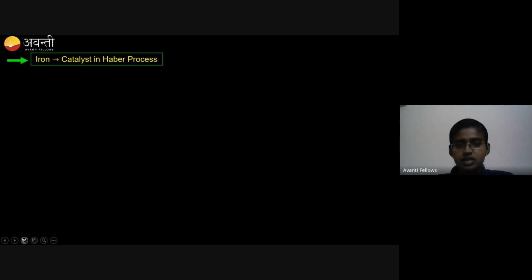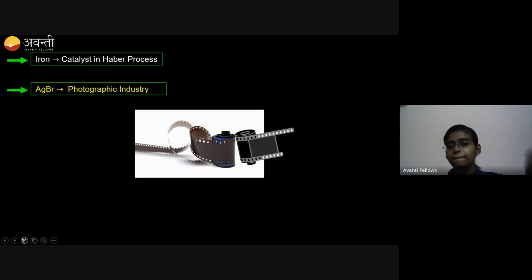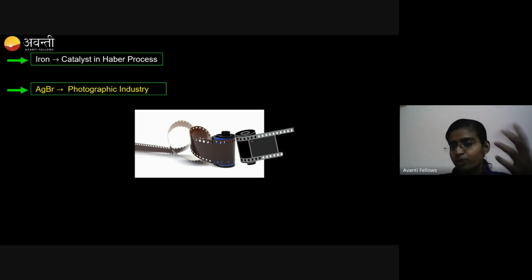Iron is used as a catalyst in Haber's process. This also we have discussed. And AgBr, silver bromide, is used in the photographic industry for making films, no? It is used as a solution. In AgBr solution they dip the films and wash them. In olden days, they used to wash the photos in a solution. In that solution, AgBr is used, where silver is the d block metal.